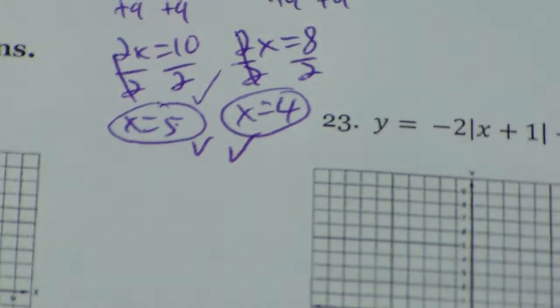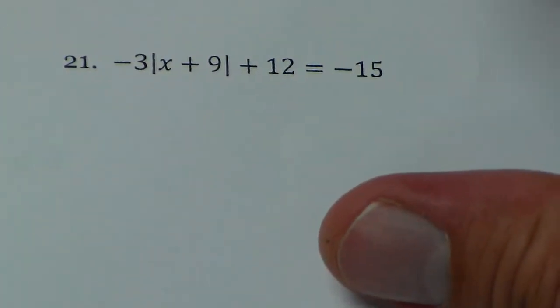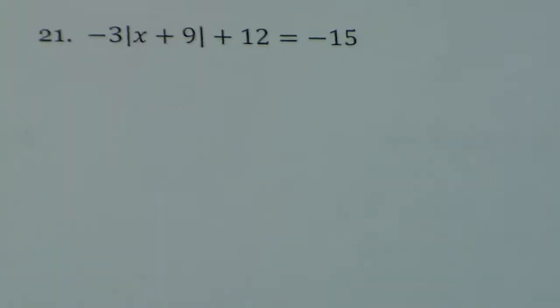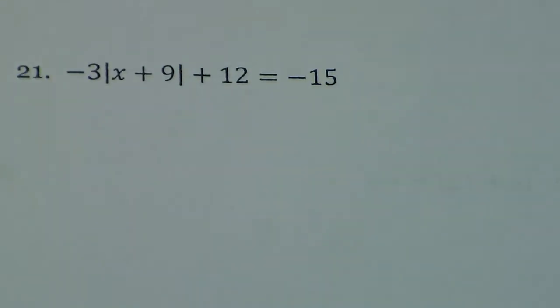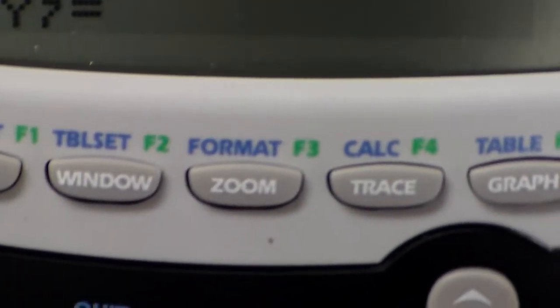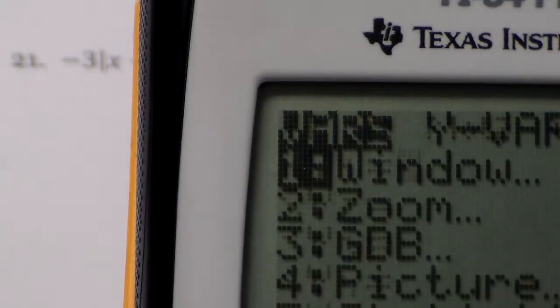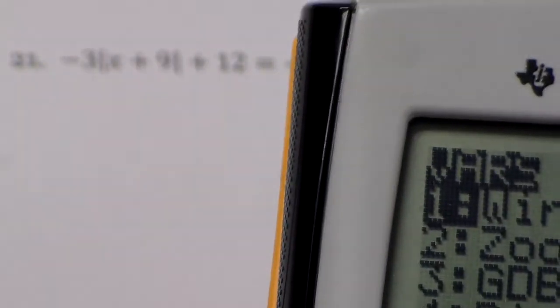Check and check. Awesome. Okay, so number 21, we're going to give that a try. But we're going to try using our graphing calculator this time, since it does say you can use a calculator. You can still solve by hand if you want to, but you can also use the calculator. And so what we're going to do there is type in the left side and the right side.